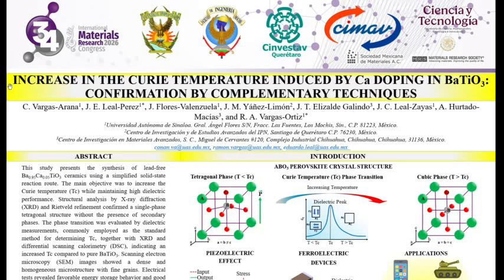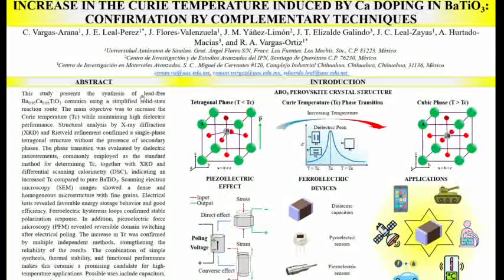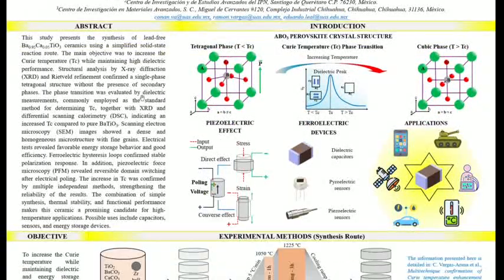The title of this poster is, Increase in the Curie Temperature Induced by Calcium Doping in Barium Titanate, Confirmation by Complementary Techniques. Today I'll walk you through what we found when we doped barium titanate with 5% calcium. Barium titanate is a lead-free ferroelectric ceramic, and our goal was to improve its thermal stability, its Curie temperature, without losing its dielectric and energy storage performance.